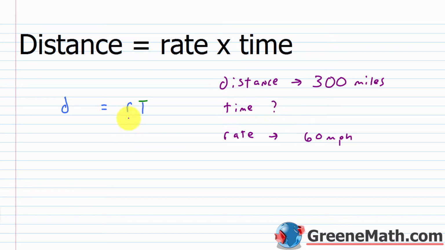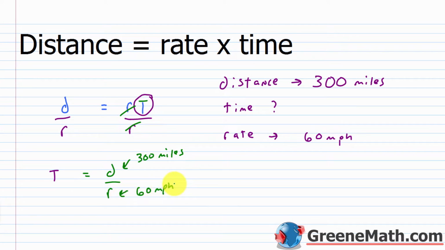So I can solve the formula for time. If I want to solve for time, I just divide both sides of the equation by r. And I'm going to get that time is equal to distance over rate. Once I have that, I plug in: for distance, that's 300 miles, and for the rate of speed, that's 60 miles per hour. 300 divided by 60 is going to give me 5. So t, or time, is 5. We have miles and miles per hour, so we're talking about 5 hours here.